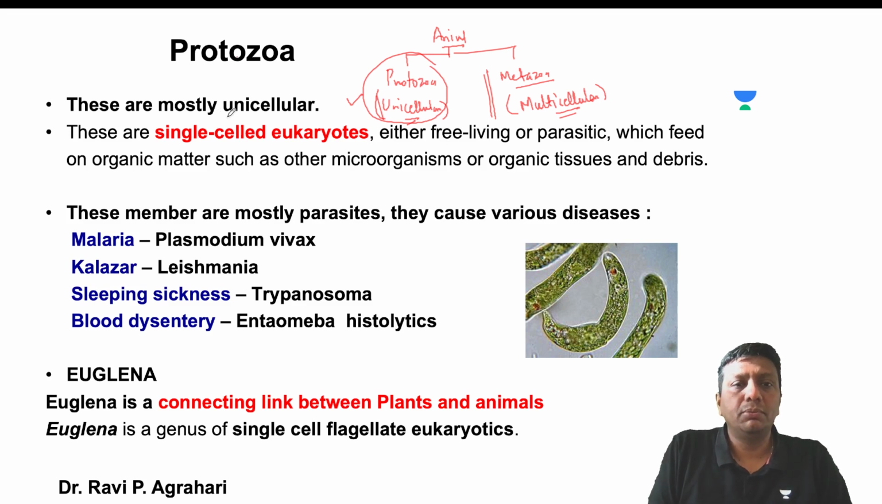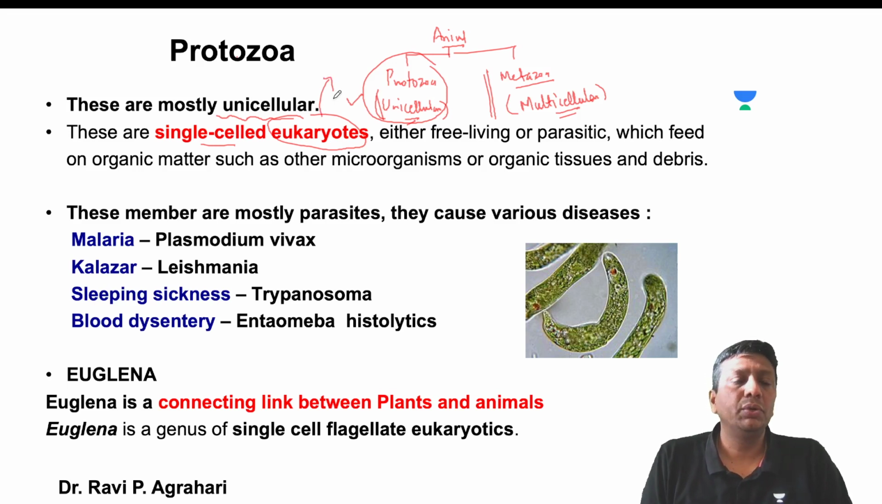Protozoans are mostly unicellular organisms. They are single-celled and eukaryotic. Eukaryotic means all the features of eukaryotic cells you can find in protozoan members. They may be free living or parasitic, and they feed on organic matter such as other organisms, organic tissues and debris. So they also take food from debris materials.